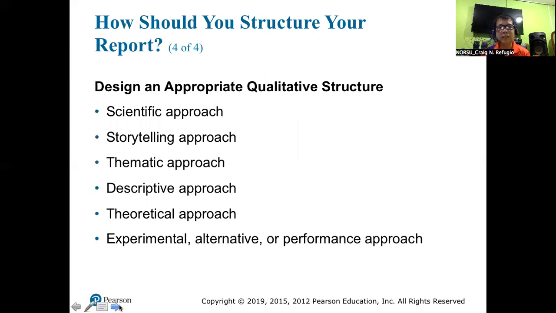Still in the design under appropriate qualitative structure. So: scientific approach, storytelling approach, thematic approach, descriptive approach, theoretical approach, experimental alternative, or performance approach. In this slide, we're seeing the different designs or approaches appropriate for qualitative structure, from scientific approach to experimental, alternative, or performance approach.